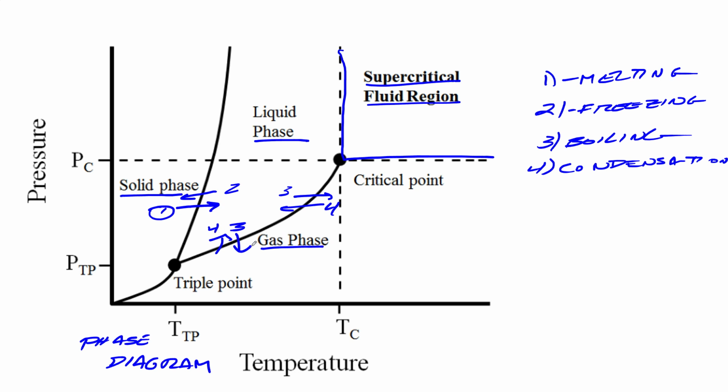What we're doing at this point, we're increasing the temperature. At this point, we're decreasing or increasing the pressure. So you can either do one or the other, go from liquid to a gas phase. Here, this is 5, this is 6. 5 is sublimation. And 6 is deposition.